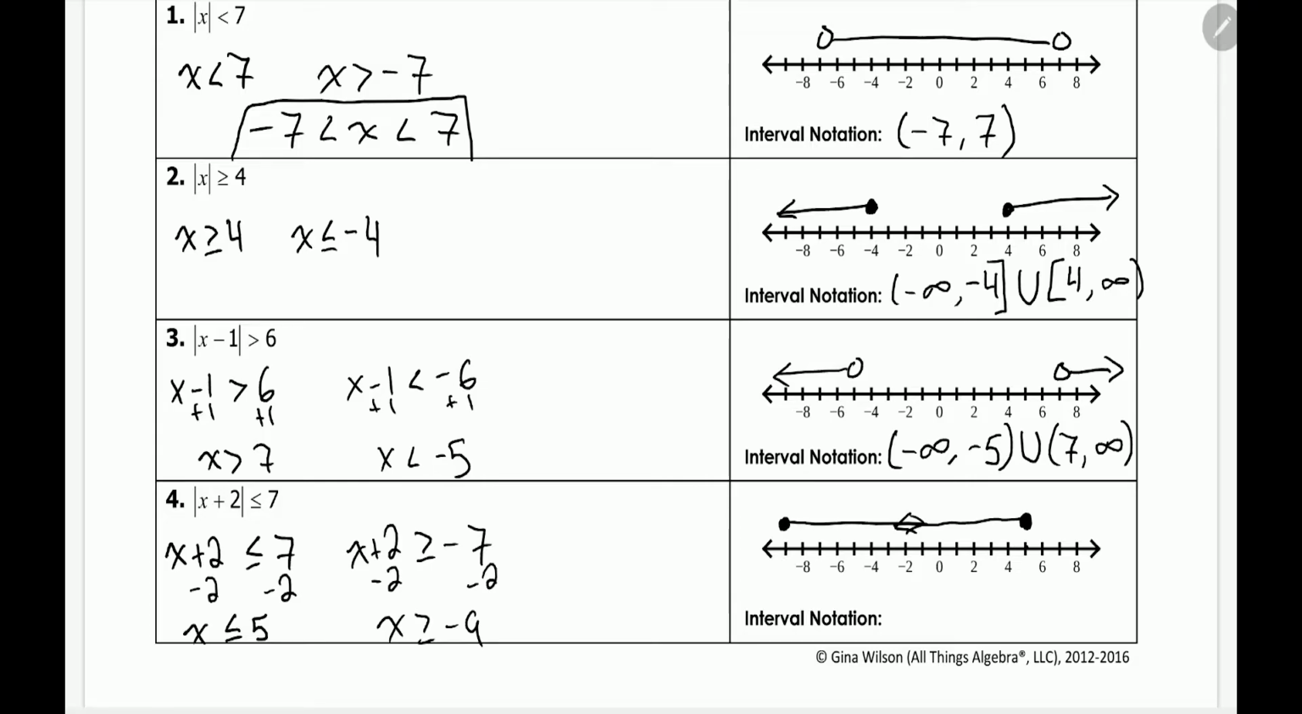And if you look, we have an inequality that's together. So we start at negative 9 with a closed bracket. And we go until positive 5. And that's a closed circle, so it's a bracket. That's our interval notation, and that's number 4. Let's move on to the next page.